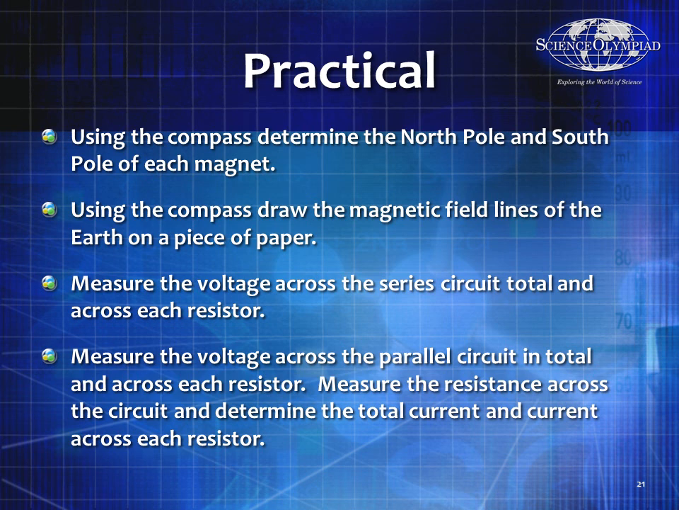Then do a couple of practice cases where you draw the magnetic lines of the Earth on a piece of paper, draw the magnetic lines of different types of magnets. Measure the voltage across the series circuit and total across each resistor. Then measure the voltage across the parallel circuit and measure across each resistor. Remember, we're going to always measure the voltage, and then we'll use the resistance to then determine the current. We're never going to measure the current directly.